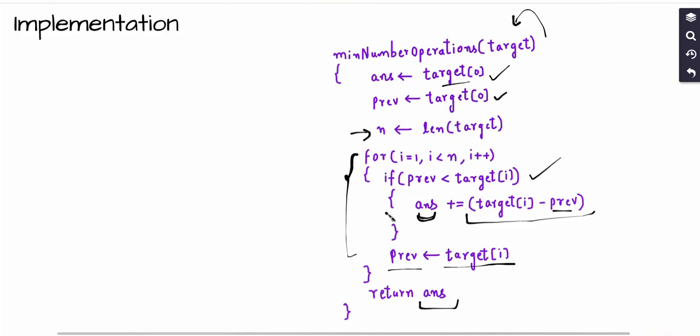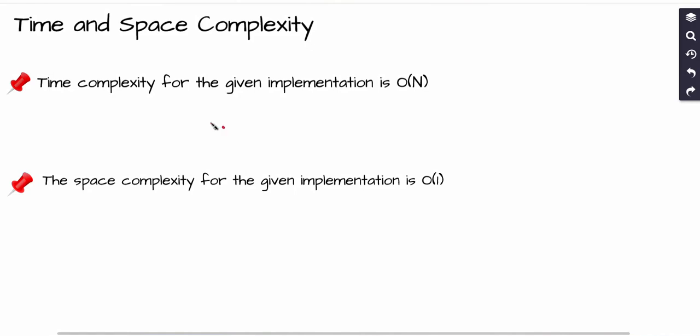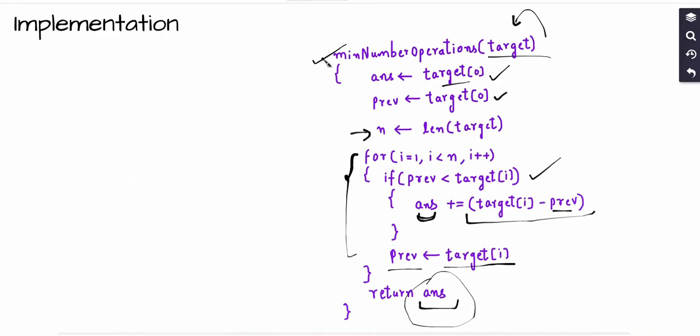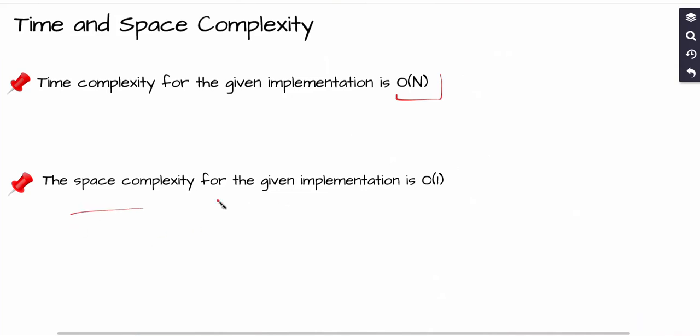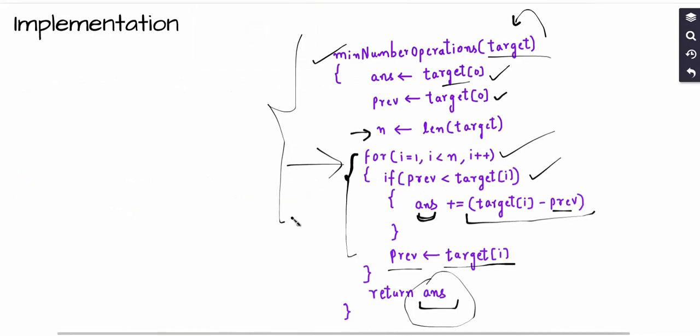Finally, return the answer at the end of this min operations function, because this will contain the final number of operations required to convert the initial array into this target array. Fine. So that's how this function is working. Let's see the time and space complexity for this implementation. You can see that the time complexity is big O of n because I'm iterating over all the elements exactly once, and the space complexity is constant because I'm not using any extra space. So this is a simple approach to solve this problem.